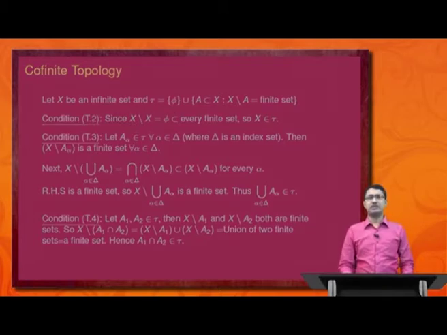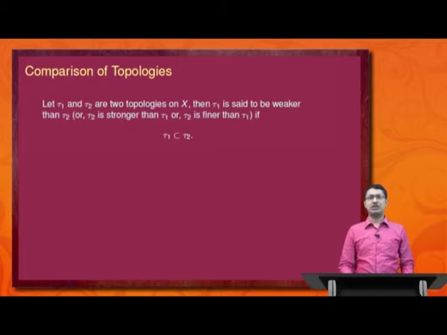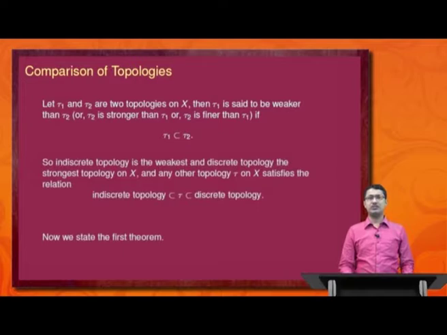Next we go into the definition of comparison of two topologies. Let tau1 and tau2 be two topologies on X. Then tau1 is said to be weaker than tau2, or tau2 is stronger than tau1, or tau2 is finer than tau1, if tau1 is a subset of tau2. So the indiscrete topology is the weakest and the discrete topology is the strongest topology on X, and any other topology tau on X satisfies the relation: indiscrete topology is a subset of tau, and that is a subset of the discrete topology.